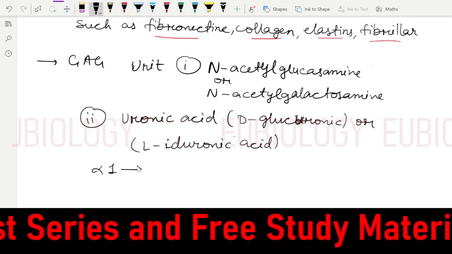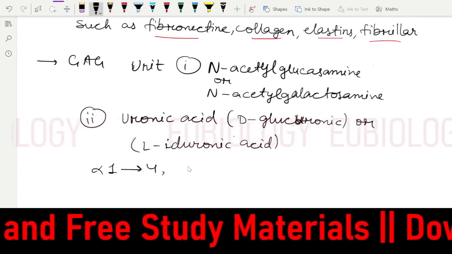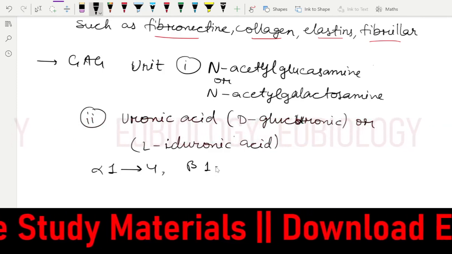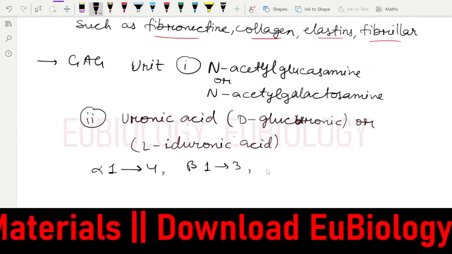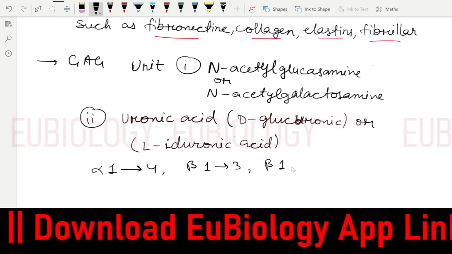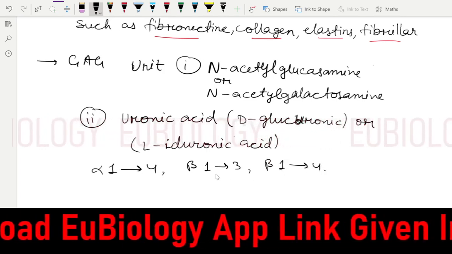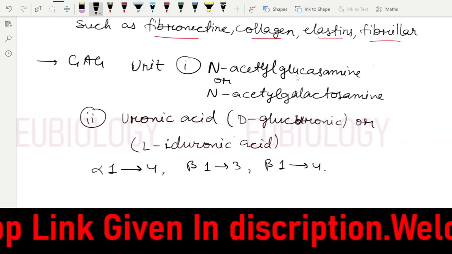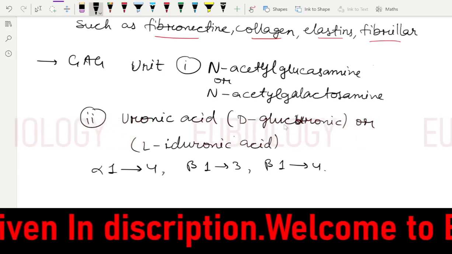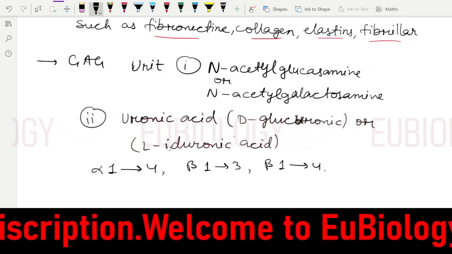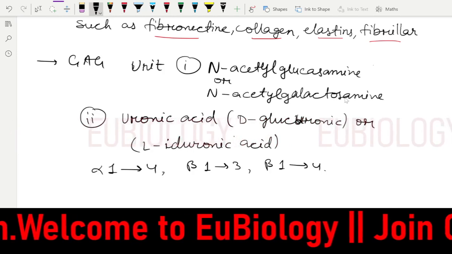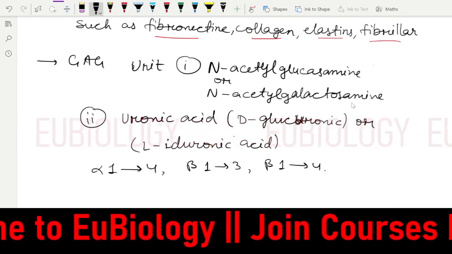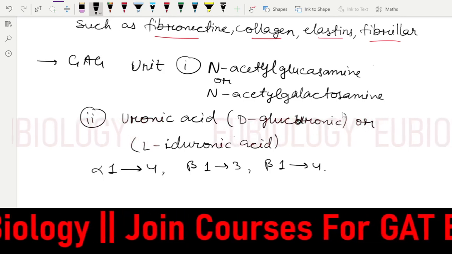Either it will have the alpha 1,4 glycosidic bond, or the beta 1,3 glycosidic bond, or the beta 1,4 glycosidic bond. Why I'm saying that many types of bonds can be possible is because sometimes it will have the N-acetyl glucosamine with the D-glucuronic acid, or sometimes it will have the L-iduronic acid with the N-acetyl glucosamine. So it can vary, but these three types of bonds can be seen in the GAG.